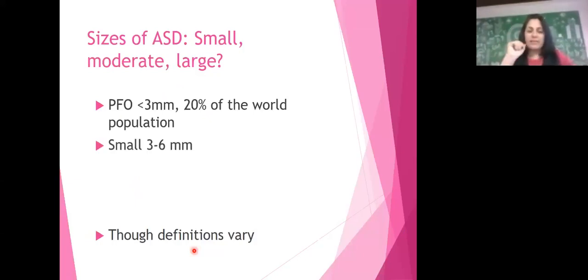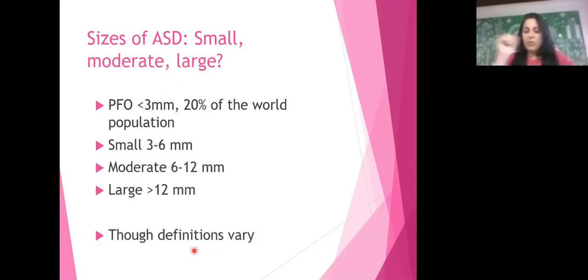Now, when we talk of small ASD, we say more than 3 mm. So basically 4 to 6 will be small. When we say moderate, we say 6 to 12. And when we say large, we say more than 12 millimeters.